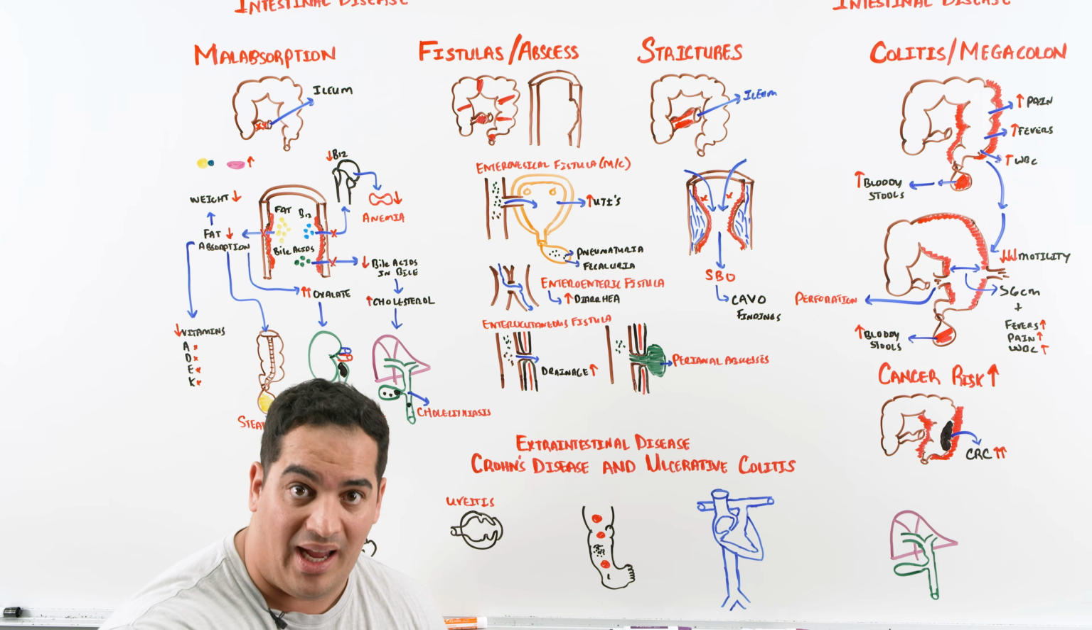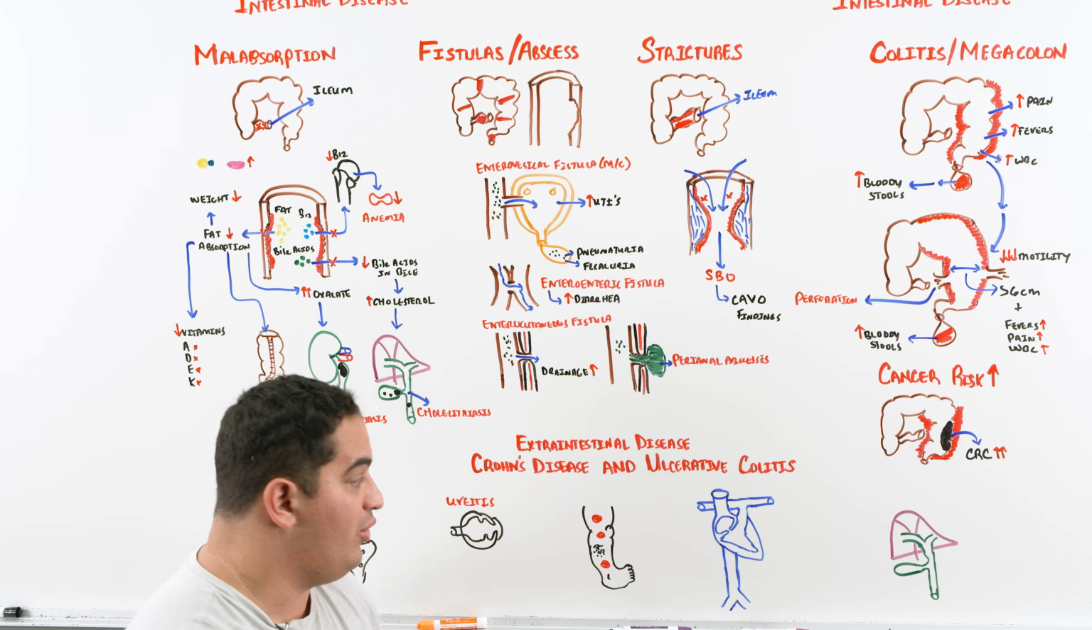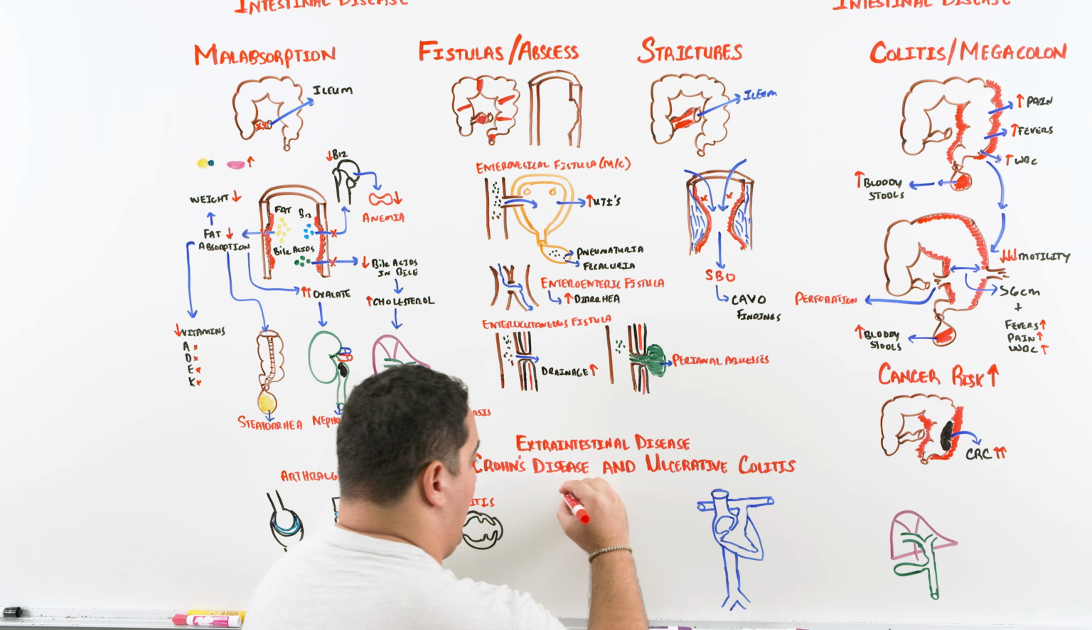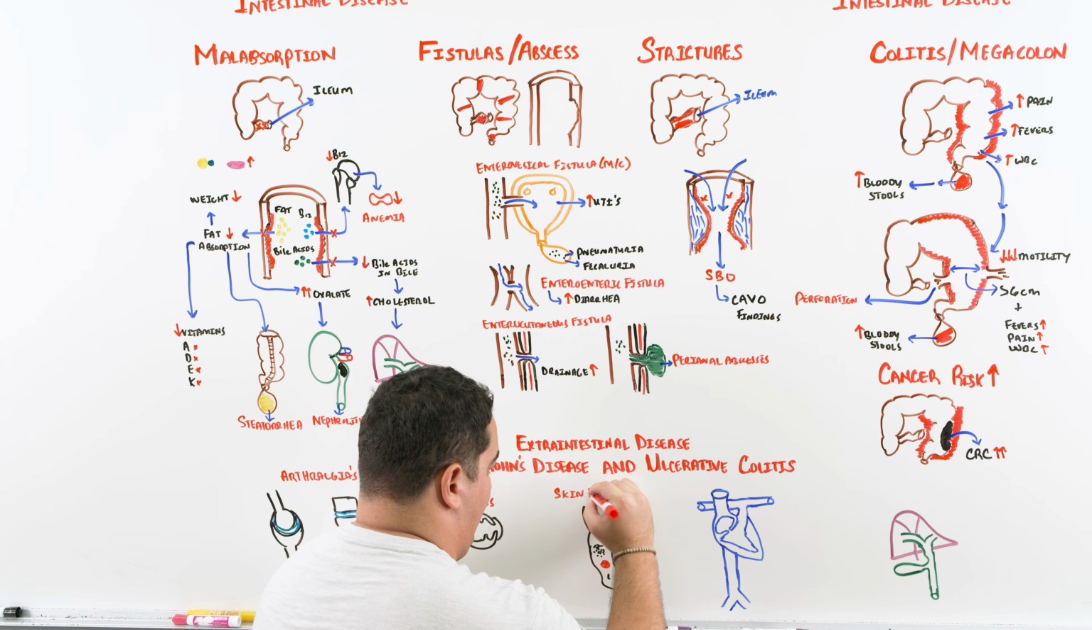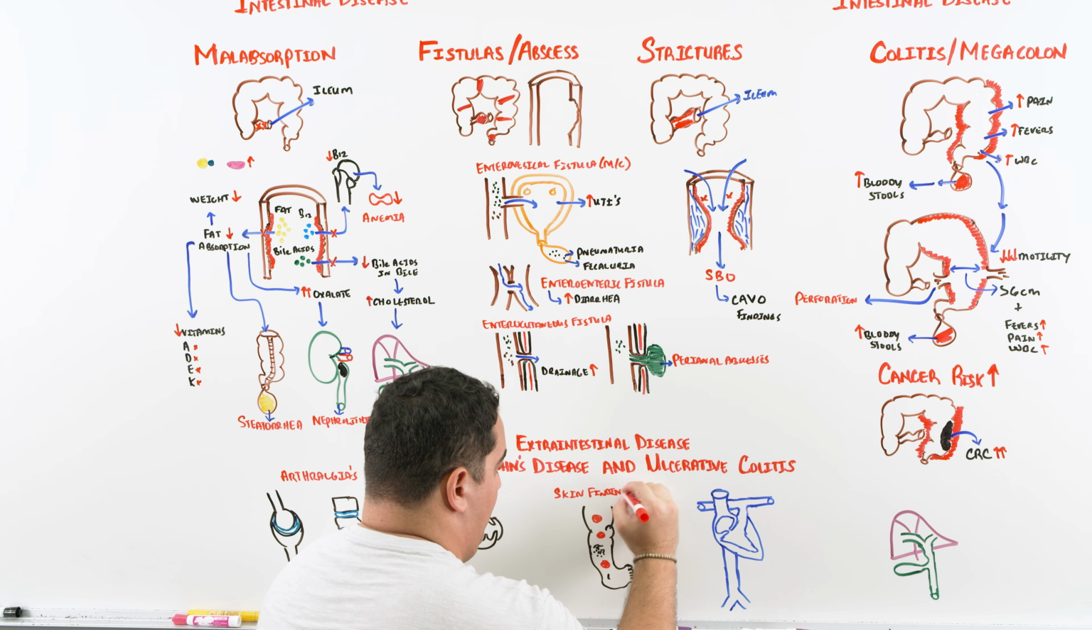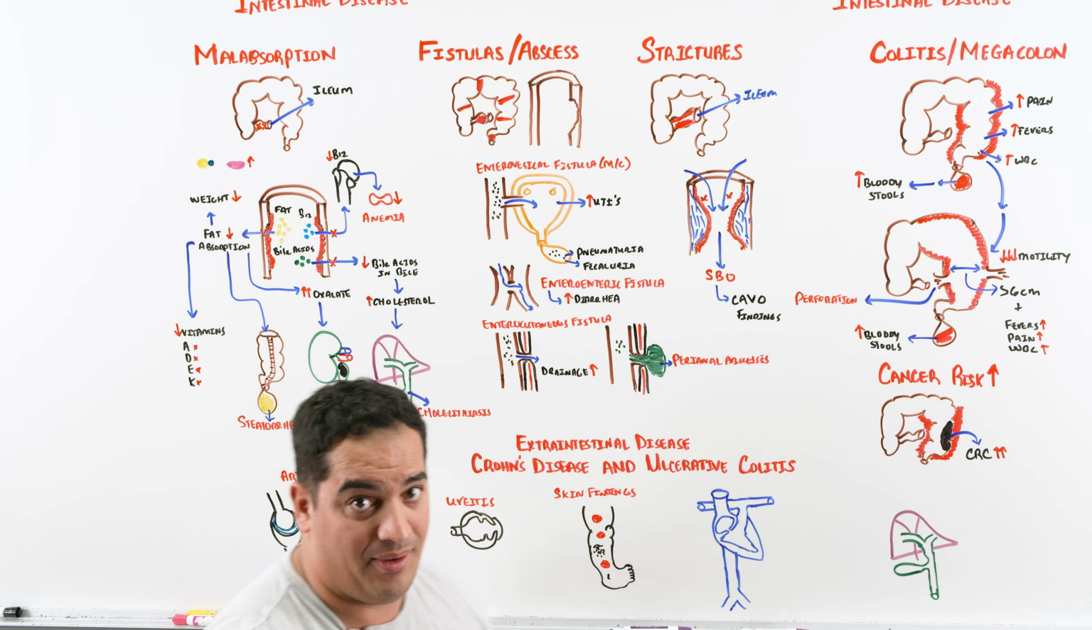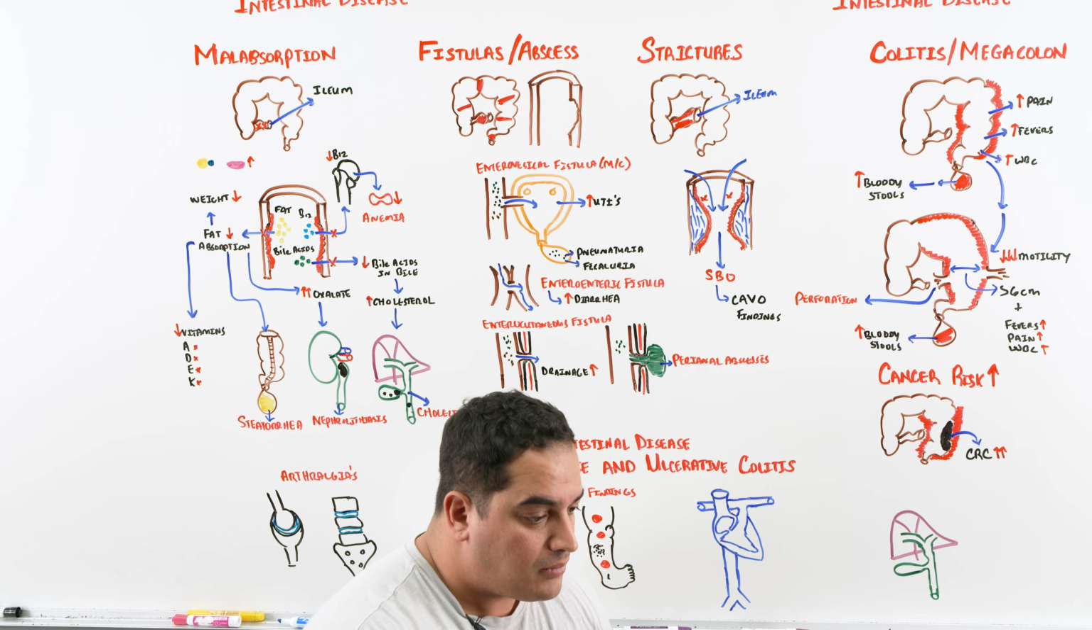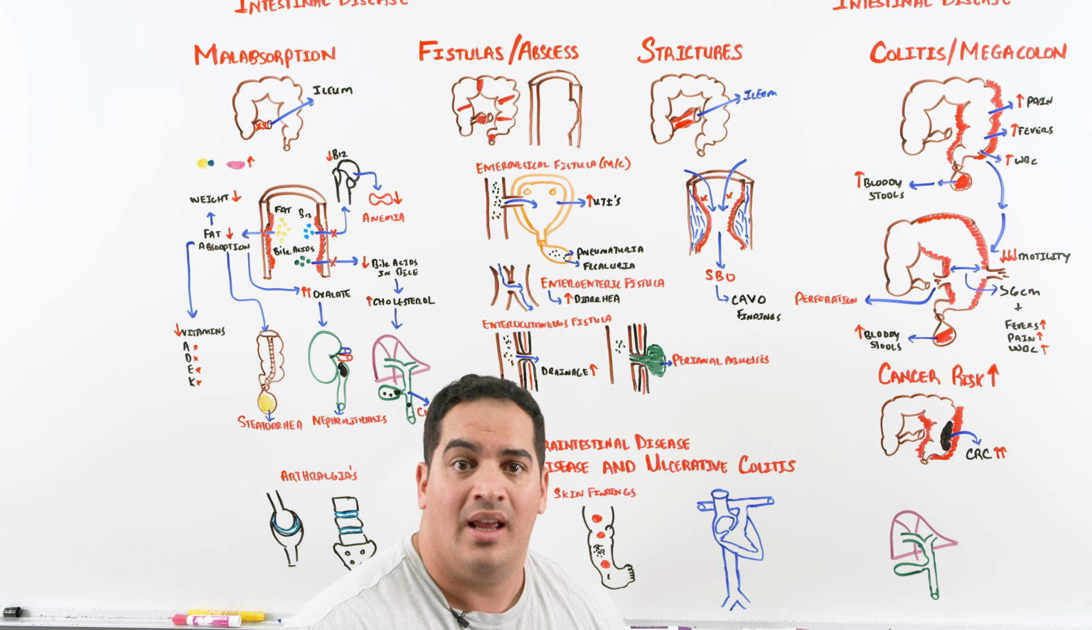So remember, pyoderma gangrenosum and erythema nodosum are two skin findings to remember. I'm just going to put them down here because we're going to have those pop up, the skin findings. Also, I don't want to spell pyoderma gangrenosum. The next thing here is a systemic inflammation.